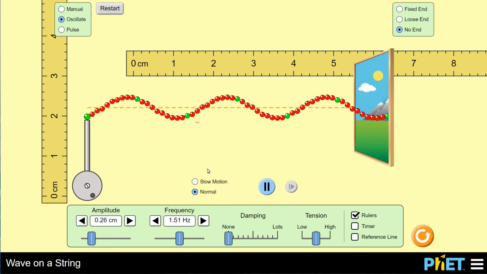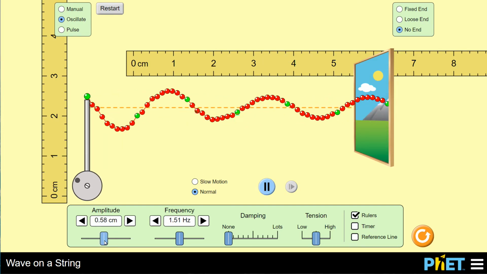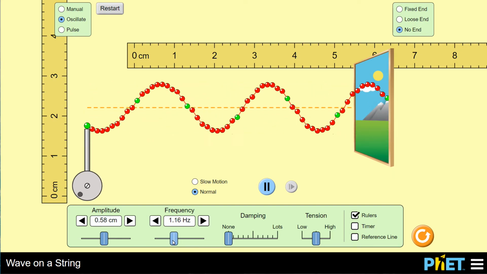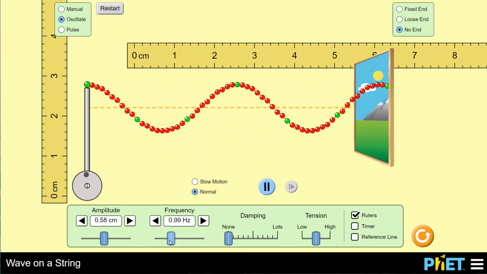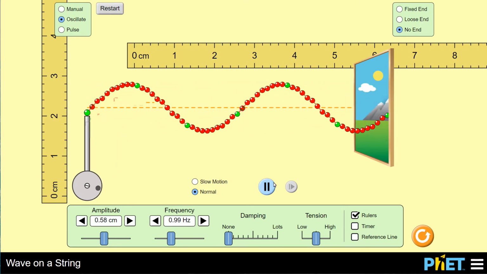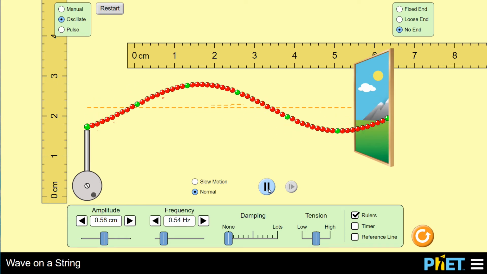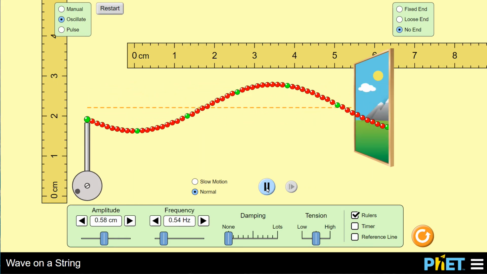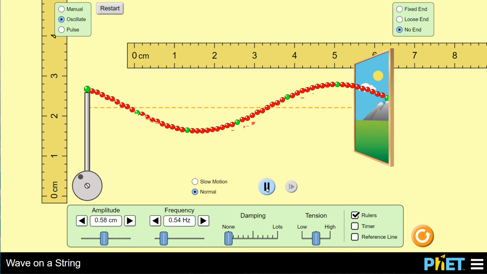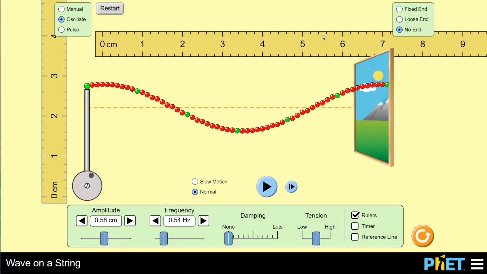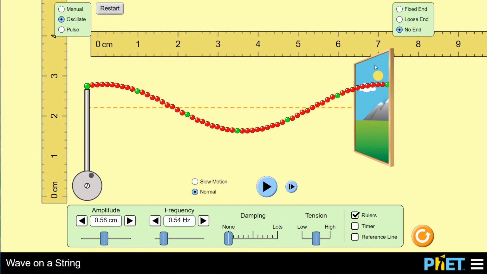Well, what about frequency? I'm going to turn the amplitude up a little bit, and I'm going to reduce the frequency. So it's making fewer cycles each and every second. You see, as the frequency goes down, what happens to the wavelength? Well, it seems pretty clear the wavelength is much, much larger. If we pause it, we can see that the wavelength from crest to crest looks like almost about 7 centimeters. So it seems like frequency has a very big effect on wavelength.